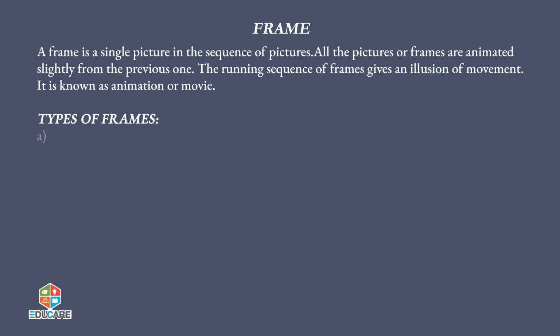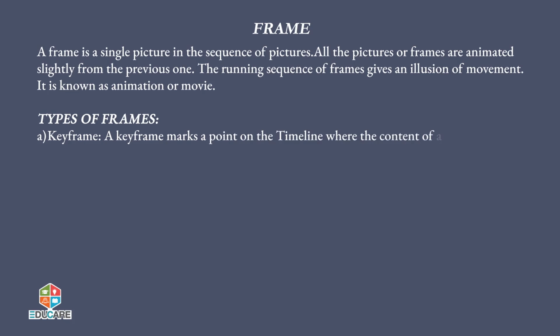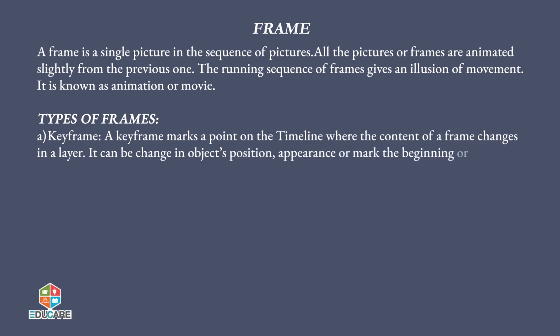Types of frames. Keyframe. A keyframe marks a point on the timeline where the content of a frame changes in a layer. It can be a change in an object's position or appearance, or mark the beginning or end of an action. Keyframes are the frames that are key to an animation.